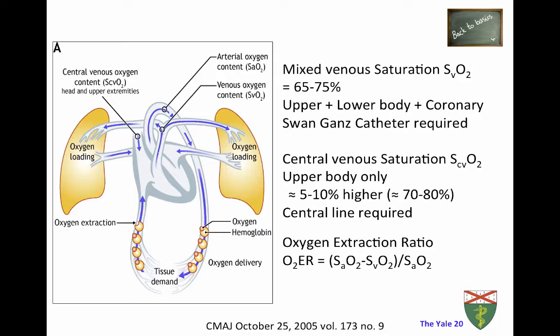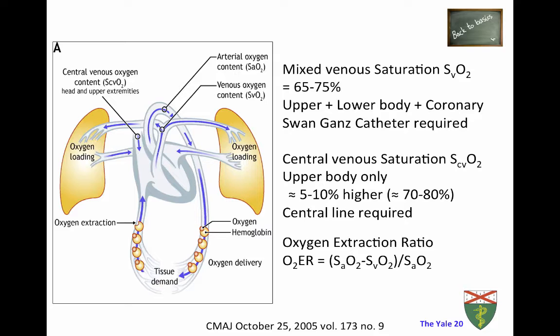Despite the central venous oxygen saturation being slightly higher than the mixed venous oxygen saturation and not quite as exact, it correlates well with the mixed venous oxygen saturation and therefore can be used reasonably reliably as a diagnostic measure. Using these numbers and the arterial oxygen saturation, we can determine the oxygen extraction ratio, which is simply the arterial O2 saturation minus the central venous O2 saturation over the arterial O2 saturation as the denominator.